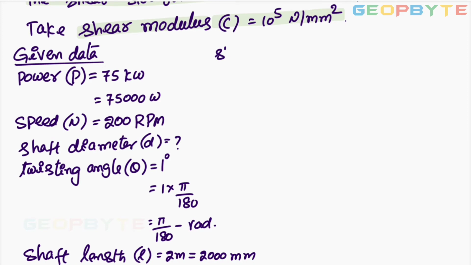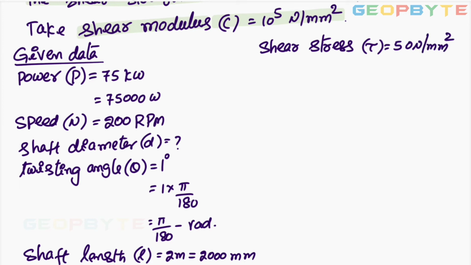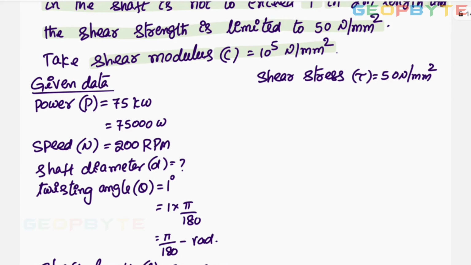Shear stress tau equal to 50 Newton per mm square. Look at the value. Shear stress is 50 Newton per mm square. Shear modulus C equal to 10 power 5 Newton per mm square.